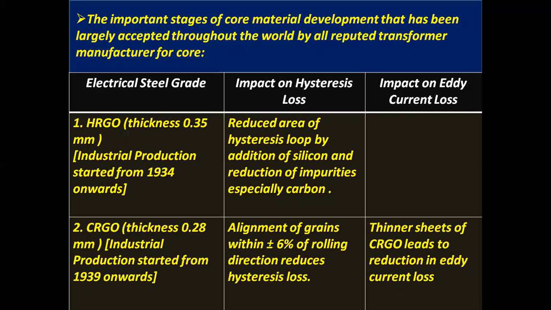Number two, CRGO, that is cold rolled grain oriented, thickness of 0.28 millimeter, industrial production started from 1939 onwards. Impact on hysteresis loss: alignment of grains within plus minus 6% of rolling direction reduces hysteresis loss. Impact on eddy current loss: the thinner sheets used for CRGO lead to reduction in eddy current loss.